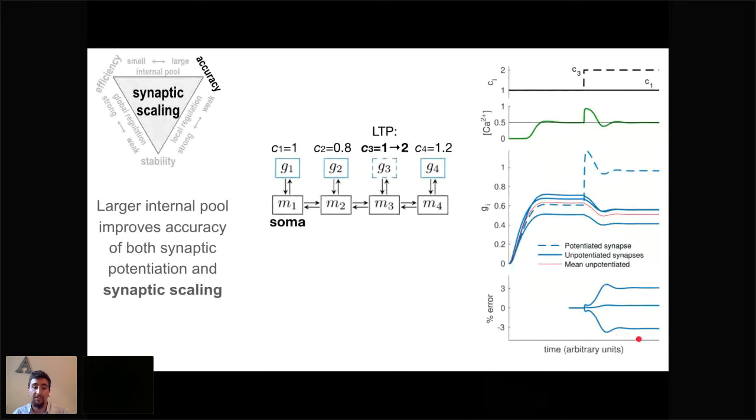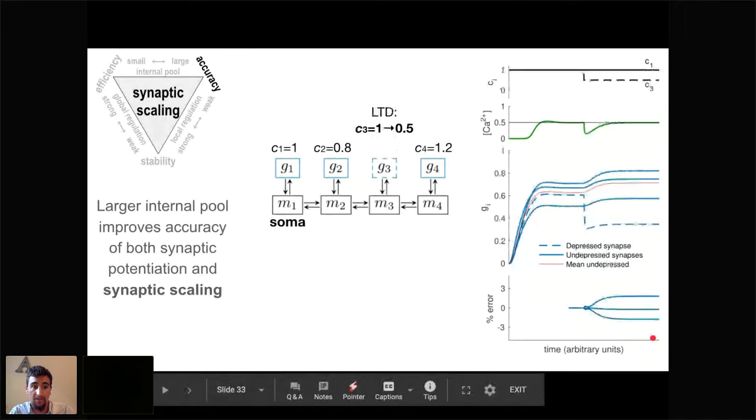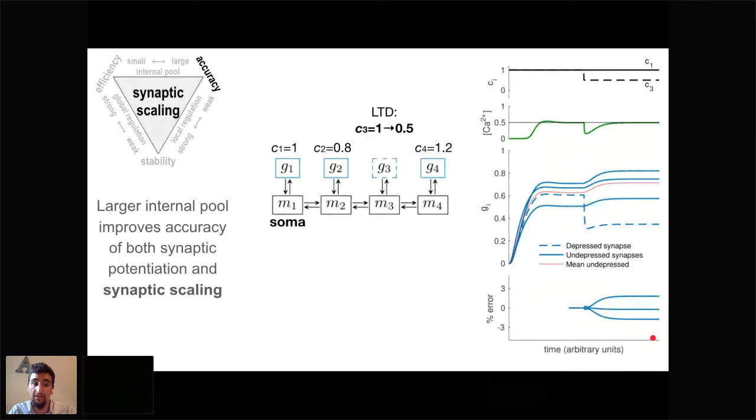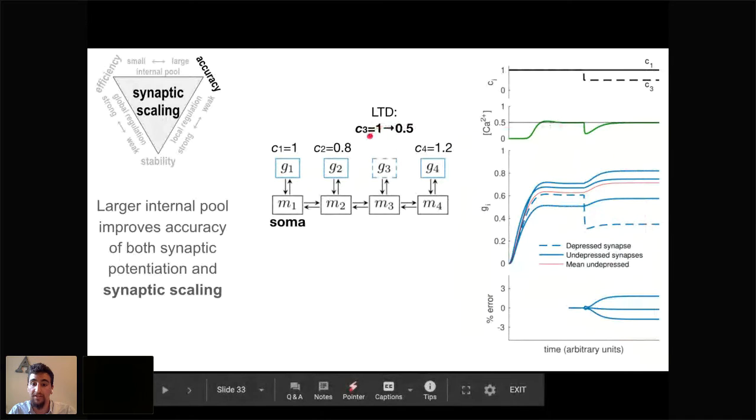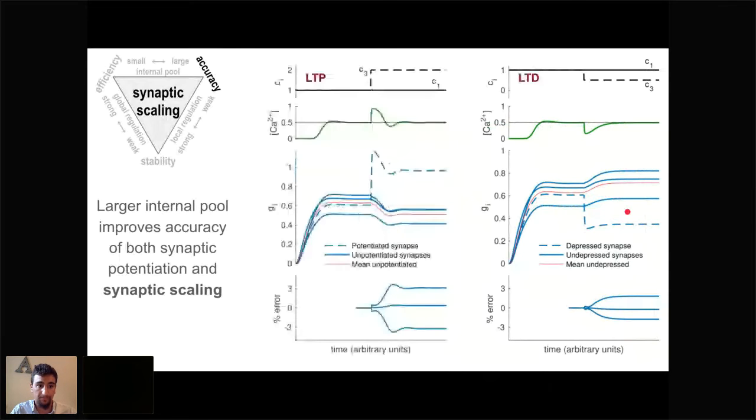So to estimate the accuracy of synaptic scaling, it's sensible to average the absolute values of each of these, this bottom plot here. This is what long-term depression, or LTD, looks like. C3 is now decreasing to 0.5, and all other synapses are experiencing strengthening. And to ground us in reality, this is all pretty well established in experiments for cells undergoing LTP or LTD.